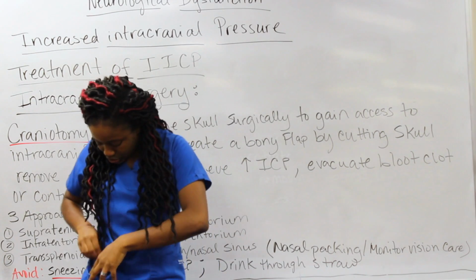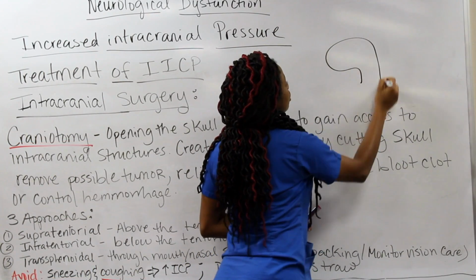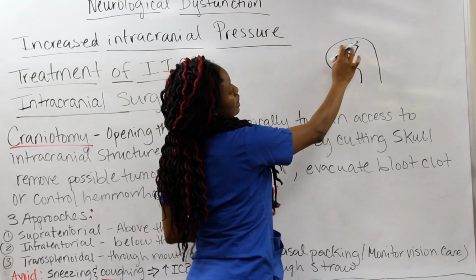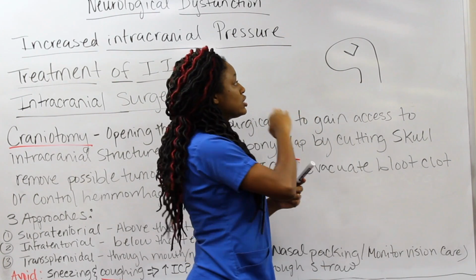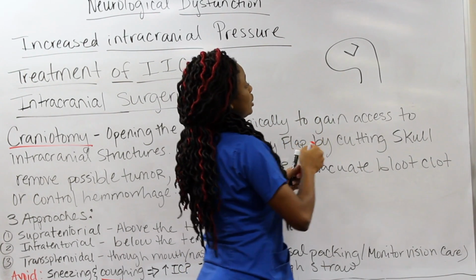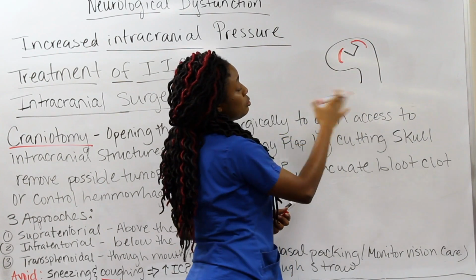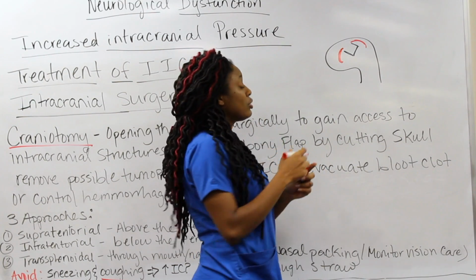So I'm going to go ahead and draw a little illustration here on my skull. Okay, so don't judge. All right, so this is my flap, all right? And pretty much I just cut a little piece, okay? So that way it can alleviate. So you're going to see here and here that the bleeding may drain out, which helps to alleviate that pressure, which is a good thing, right?